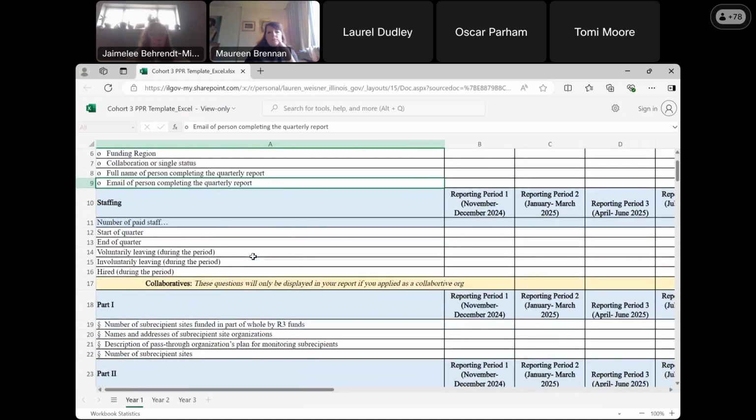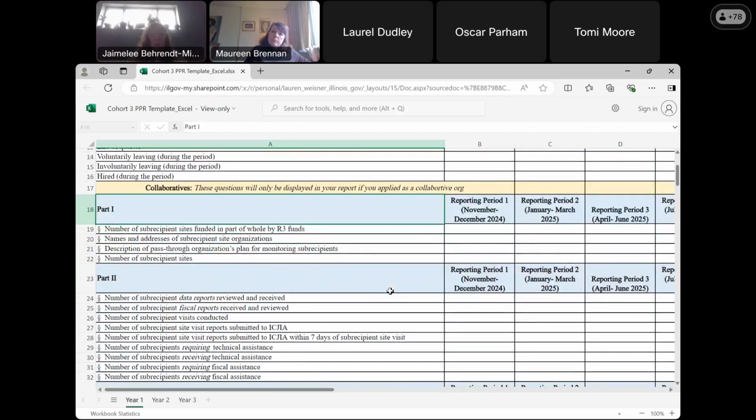The next part is just thinking about staff. We want to know how many staff you had at the start of the quarter. How many paid staff did you have at the end of the quarter? Did any of these folks voluntarily leave during this period? Did any of them involuntarily leave during the period? And did you hire anyone during the period? The reporting periods will be up here, and you'll look every quarter and enter those numbers.